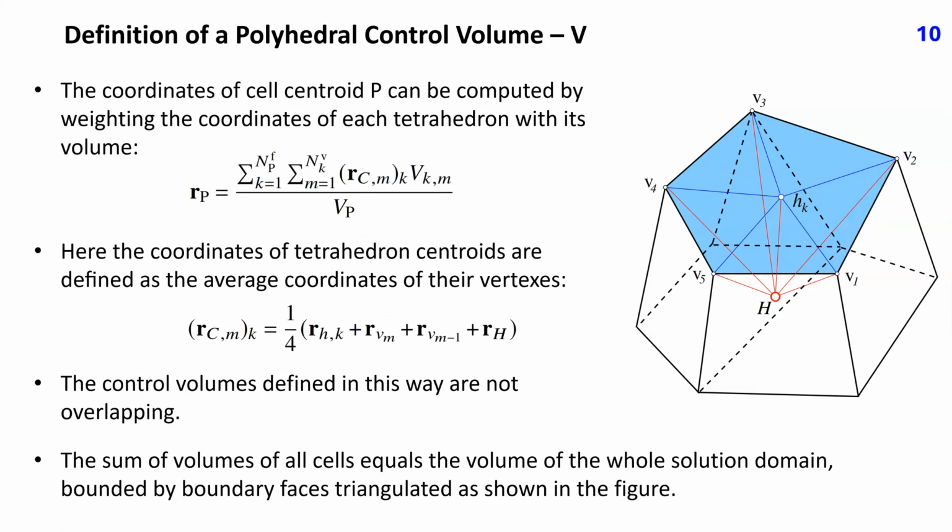The coordinates of cell centroid P can be computed by weighting the coordinates of each tetrahedron with its volume, as shown in this expression. Here, the coordinates of tetrahedron centroids are defined as the average coordinates of their vertices. The control volumes defined in this way are not overlapping. The sum of volumes of all cells equals the volume of the whole solution domain, bounded by boundary faces triangulated as shown in this figure.